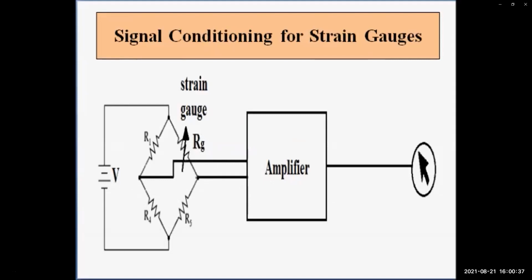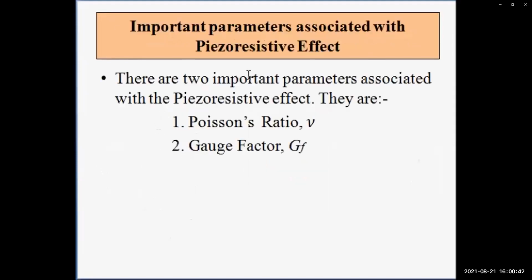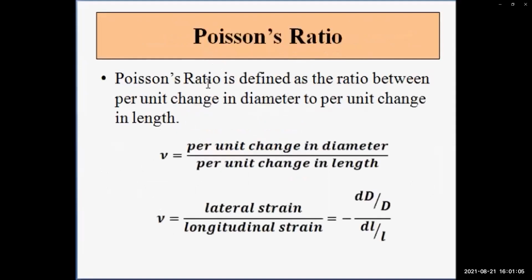Now, there are two important parameters associated with the piezoresistive effect or the strain gauge. Those two parameters are the Poisson's ratio and the gauge factor. These two parameters are very important when it comes to the efficiency of a strain gauge. Now, what is Poisson's ratio? The Poisson's ratio is generally defined as the ratio between the per unit change in diameter of the material divided by the per unit change in length.